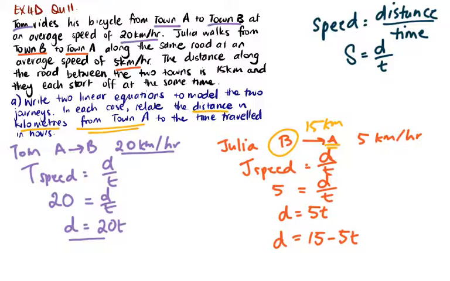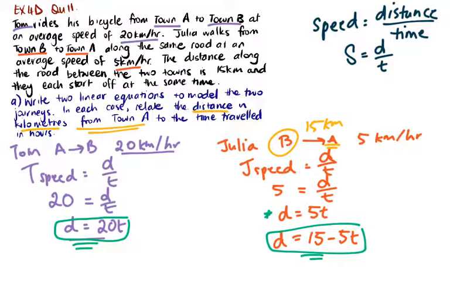Now for this particular question, it's really important to remember this one and this one to begin with, but I don't want you to forget that one just yet. But in terms of writing two linear equations to model the two journeys, in each case relate the distance in kilometers from town A to the time travelled in hours, these are the two that I've just circled that are important. So Tom's is D equals 20T, that models his journey, and D equals 15 take away 5T models Julia's journey.